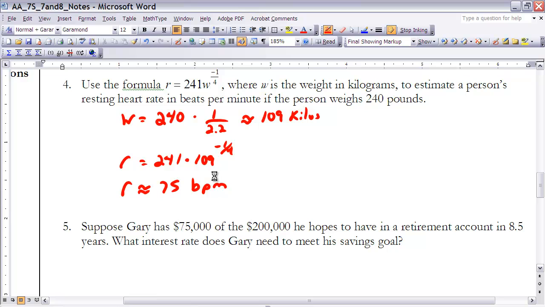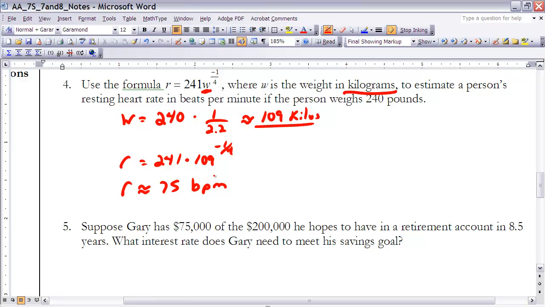So let's take a look at number 4 here. It says use the formula that R is equal to 241 W raised to the negative 1/4 power. It's the same formula they gave for heartbeats in the beginning of the lesson for 7-8. And it says where W is the weight in kilograms, to estimate a person's resting heart rate in beats per minute if the person weighs 240 pounds. Well, the first thing I want to do is, my formula is not in terms of pounds. My formula, W, is in terms of kilograms. So the first thing I'm going to do is convert that, which is like taking that number times 1 divided by 2.2, just like we did in the lesson. If I do that, I find that it's 109 kilograms.